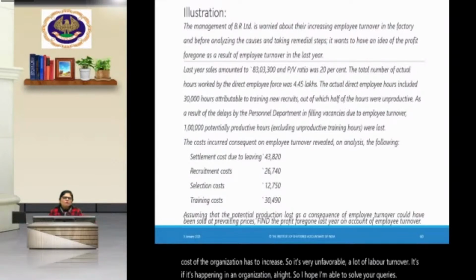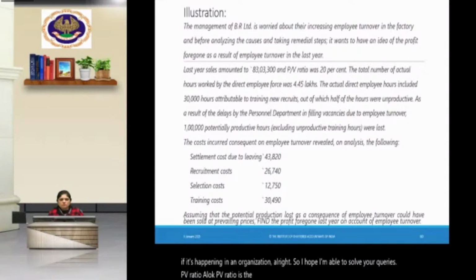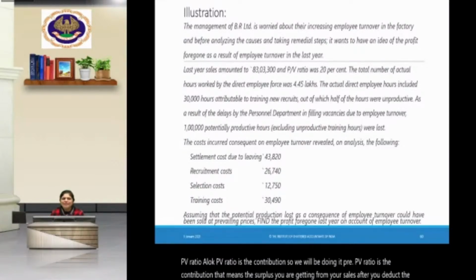PV ratio, Alok, PV ratio is the contribution. So we'll be doing it. PV ratio is the contribution. That means the surplus you are getting from your sales after you deduct the variable cost. All right, that is the PV ratio.